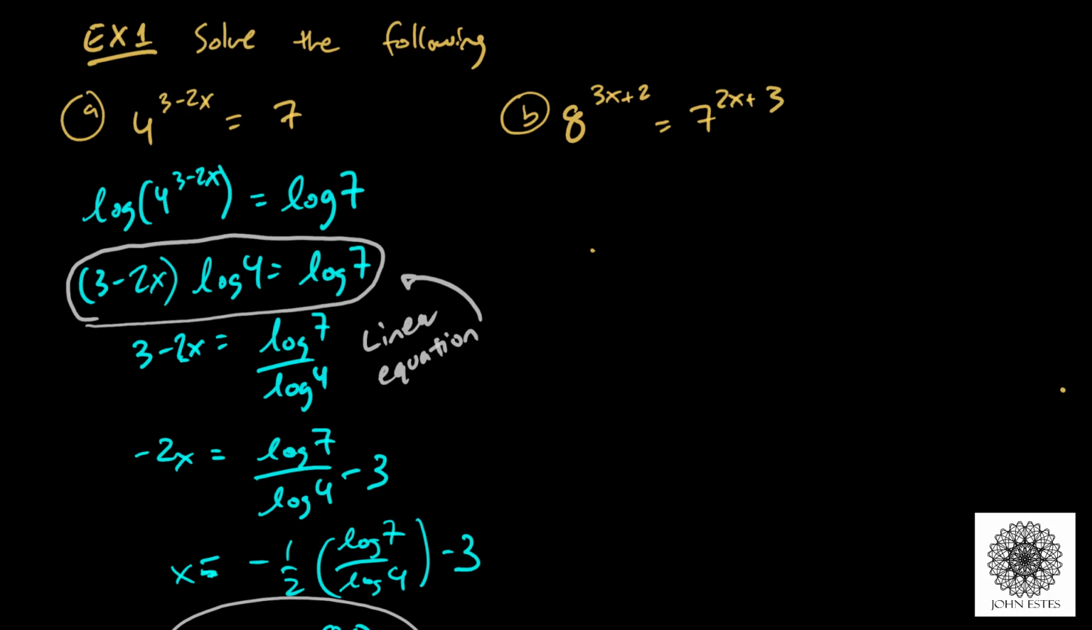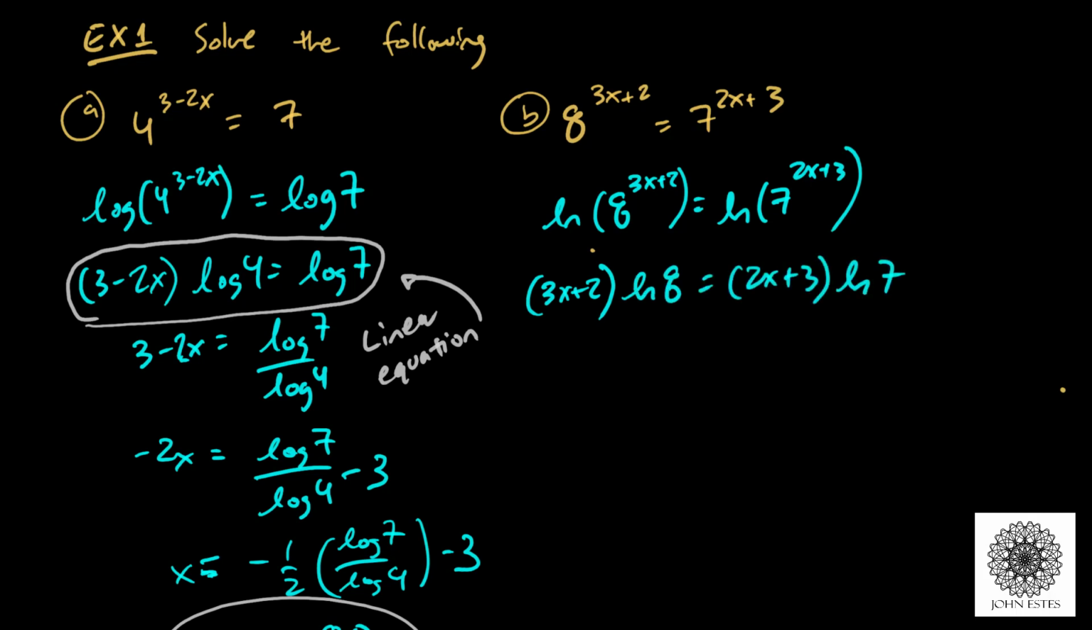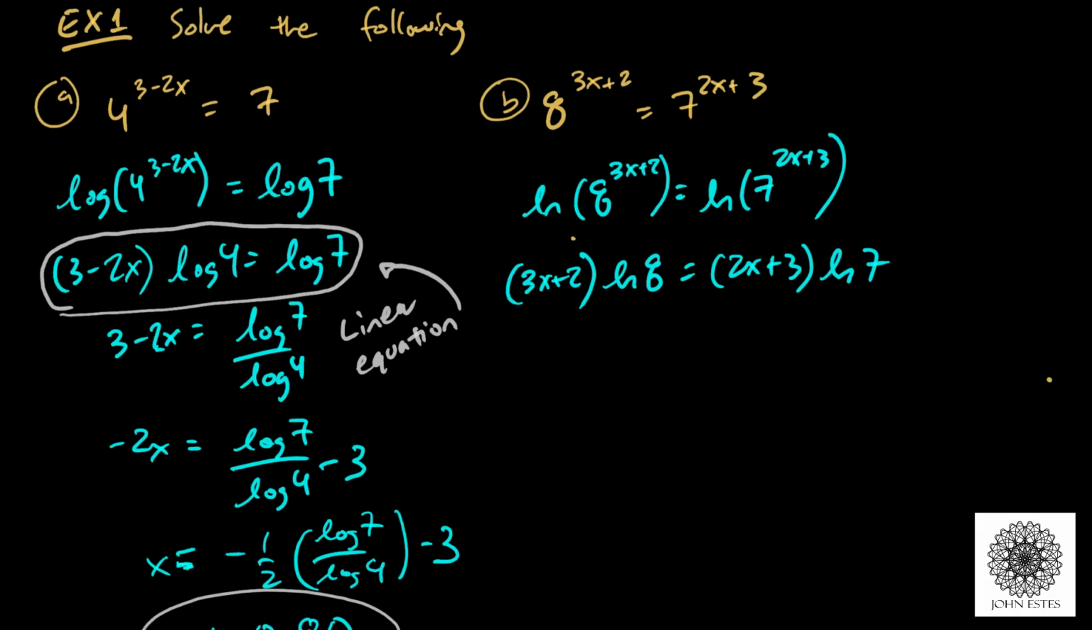There's no e, I can't get a common base, so I'm going to take the log of both sides. Actually, this time let's say ln, just for fun. So I have ln of 8 to the 3x plus 2 power equals ln of 7 to the 2x plus 3. And now I'm going to use my properties of logarithms to take out those exponents. And now it's a linear equation, and I've got to solve for x. And so I need to get all the x's on one side. Because of that, I need to go ahead and distribute my ln 8 and my ln 7.